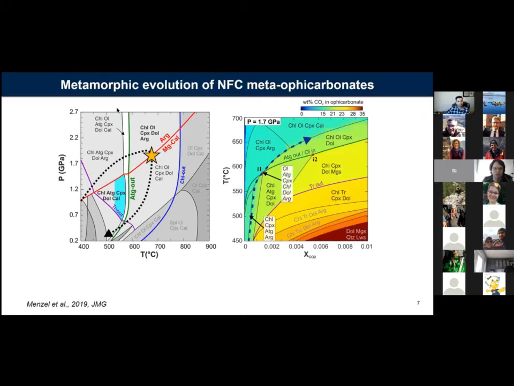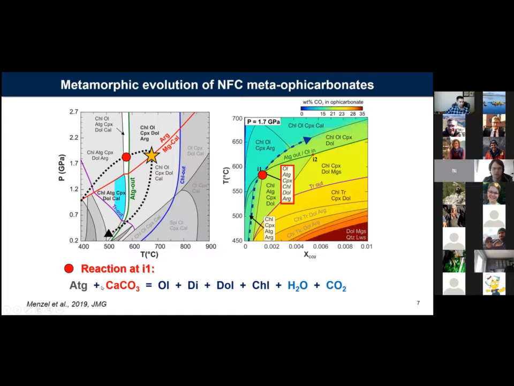For the metamorphic evolution, there is one really important devolatilization reaction in these rocks, and that happens at roughly 580 degrees, which is the reaction of antigorite together with calcium carbonate to form olivine, diopside, dolomite, chlorite, releasing a water-rich CO2-bearing fluid. In this T-XCO2 diagram, you see that this reaction occurs at this pseudo-invariant point 1 at low XCO2. And from the thermodynamic models, we predict that if the fluid composition is internally buffered, then the rock should follow this pseudo-invariant line with both calcium carbonate and dolomite stable in the rock. And that is what we see at Almirez.